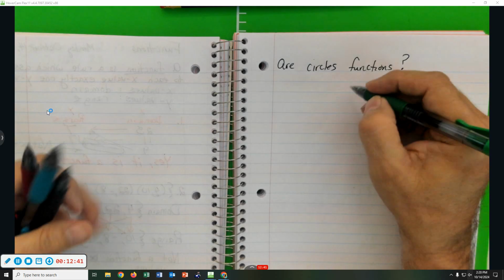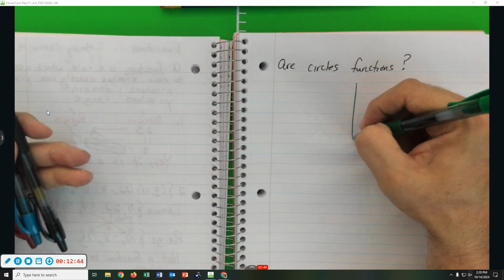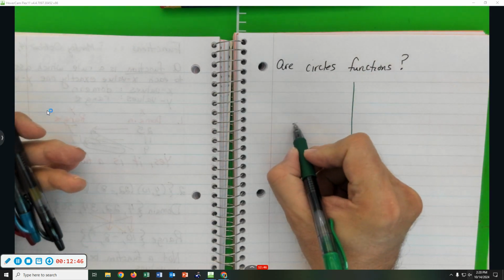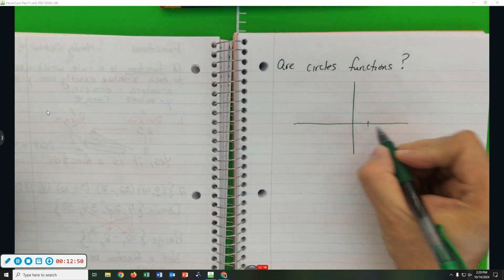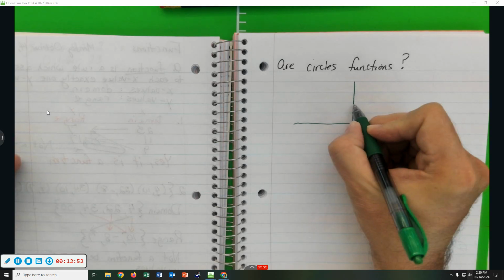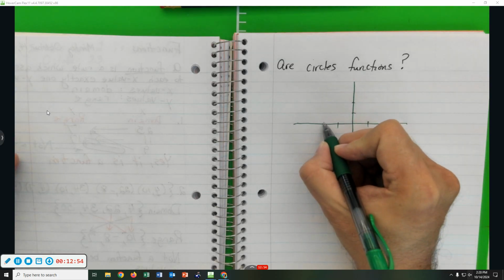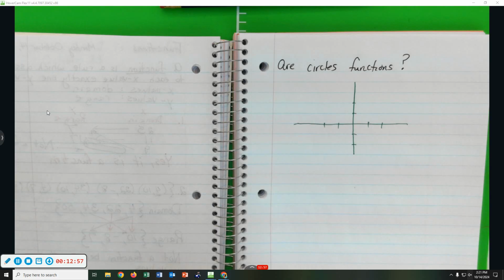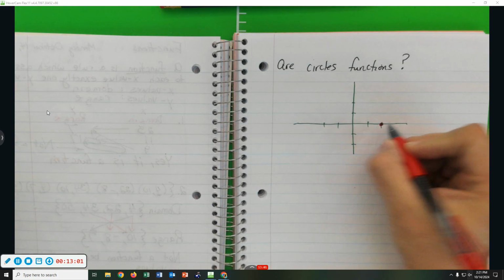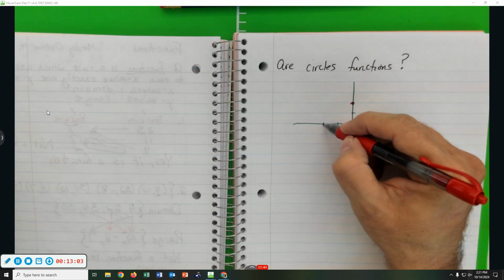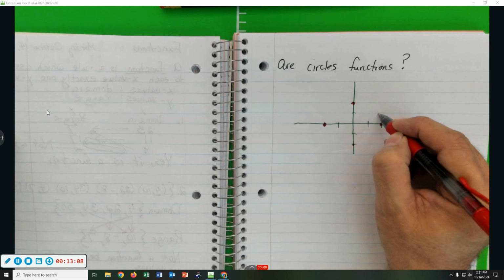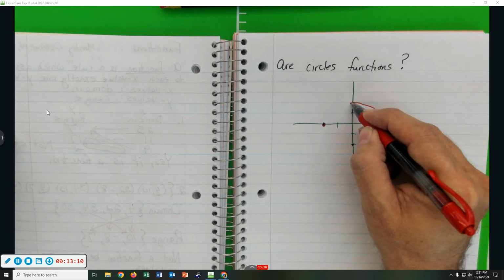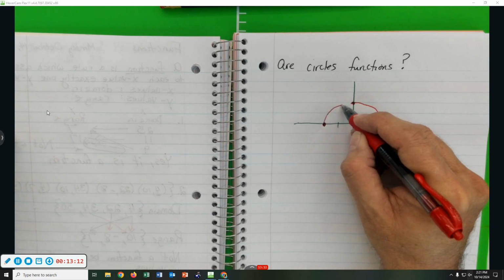To answer the question, are circles functions? I'm going to draw a circle, just a generic circle, if there is such a thing. Pretend it's a circle. It looks more like an oval to me. Well, I'm going to draw a circle centered at the origin with the radius of 2. Each little mark here is 1 unit.